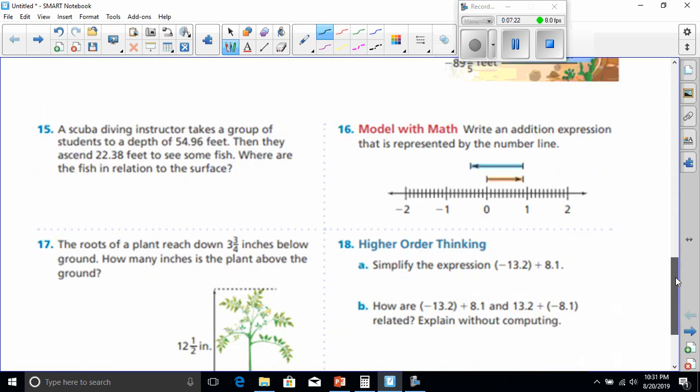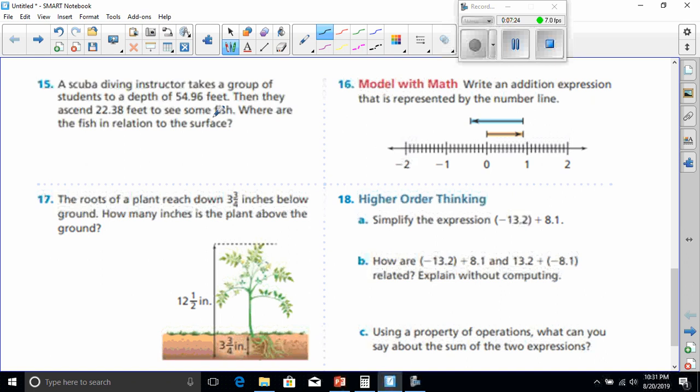We're off to number 15 now. A scuba diver instructor takes a group of students to a depth of 54.96 feet. Well, if this is the water, they're saying the scuba diver took them all the way down to 54.96 feet below the surface, right? Then they ascended 22.38 feet. Now, ascend means the opposite of descent, which means they went up.